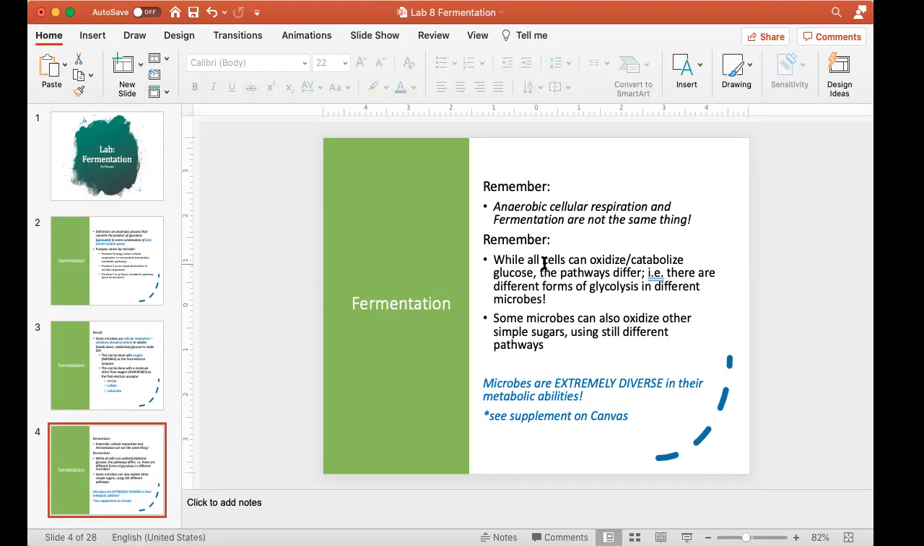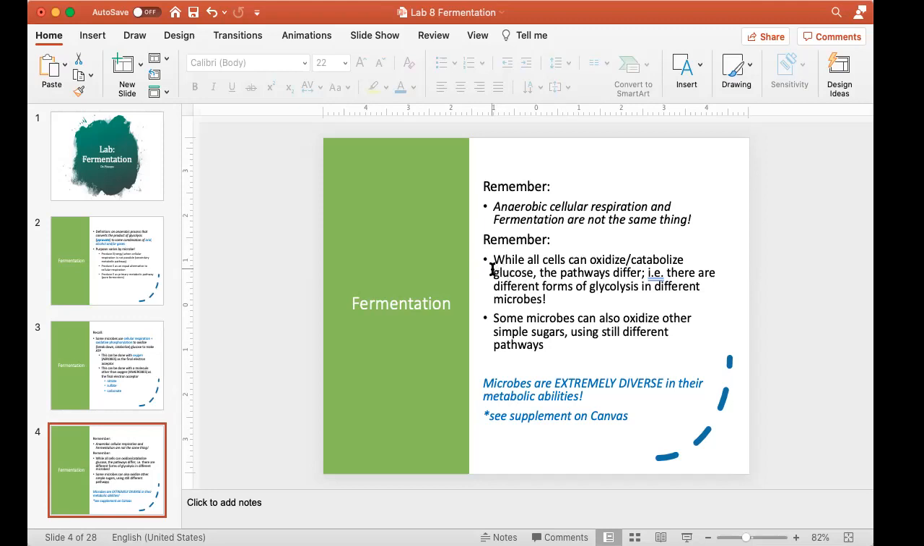So a couple other things to remember. All cells, all living cells, microbial cells and other types of cells, are able to oxidize or catabolize glucose. In other words, all living cells are able to break down glucose in order to make ATP. It's just that different pathways are used to do that. Some microbes are also able to break apart other simple sugars, again, like lactose or sucrose or mannitol or maltose, to get the glucose that they will then use to make ATP. That's what we mean when we talk about the diversity of the metabolic abilities that these microbes have.